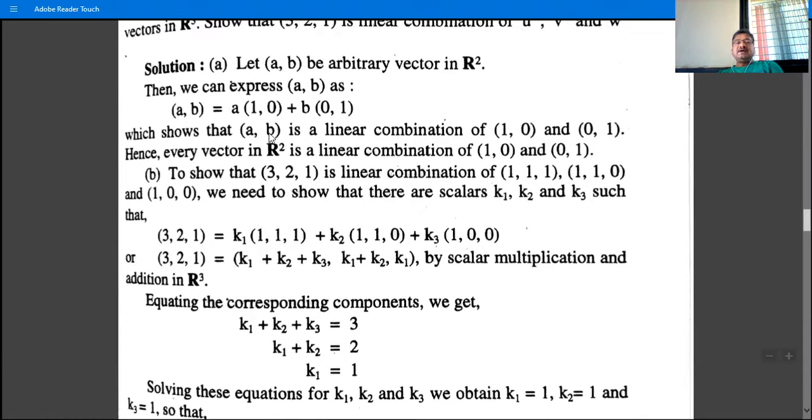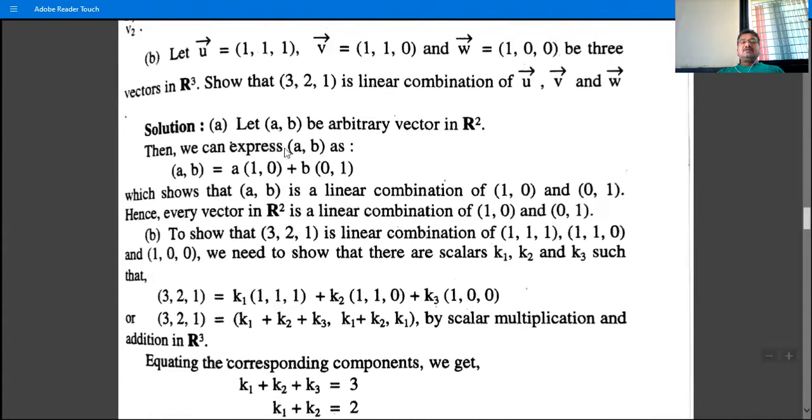This shows that (a, b) is a linear combination of (1, 0) and (0, 1). Because (a, b) is an arbitrary vector and it is expressed as a linear combination of these two vectors, every vector in R2 is a linear combination of (1, 0) and (0, 1). Therefore these two vectors span R2. If you denote S as the set of these two vectors, then this set spans R2.